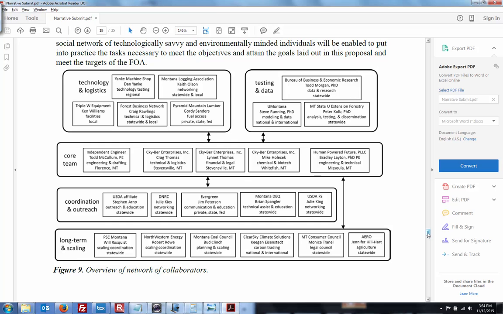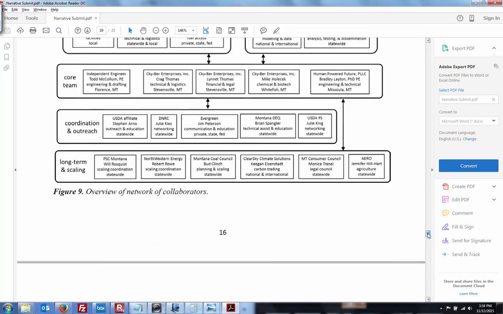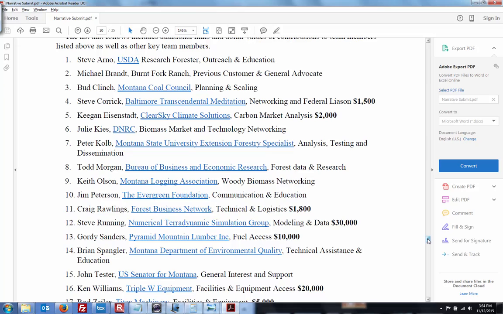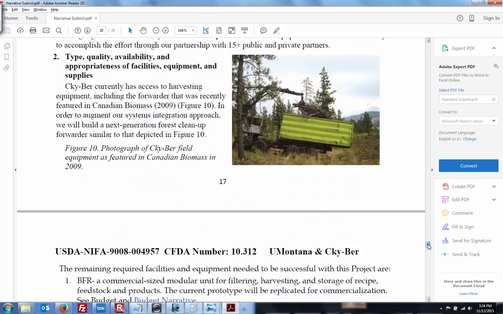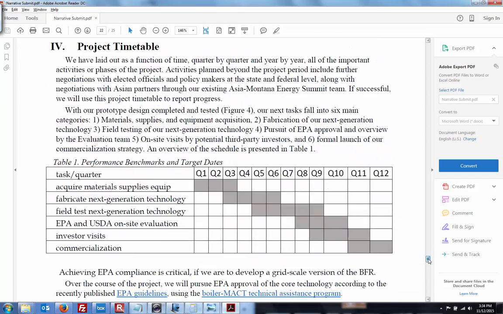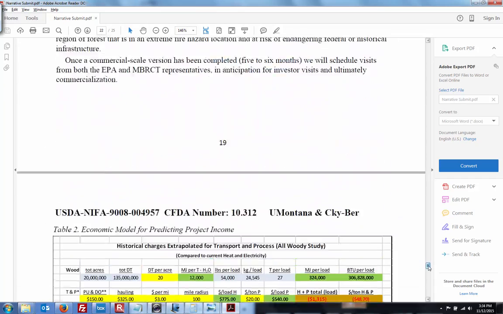Here's our team of collaborators, so showing we've got a technology, we've got data, we've got core, we've got coordination, we've got scaling. There's legal on here, there's economists on here. Everyone's got their little CV attached, how much money they're going to put in. Okay, and then a little timeline.